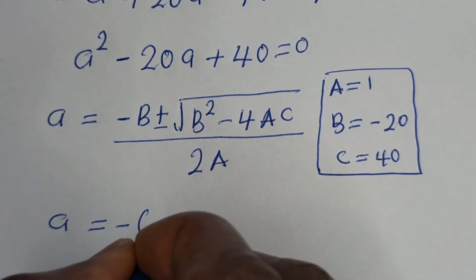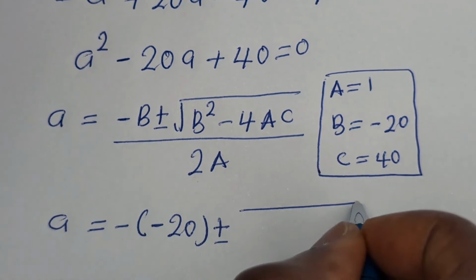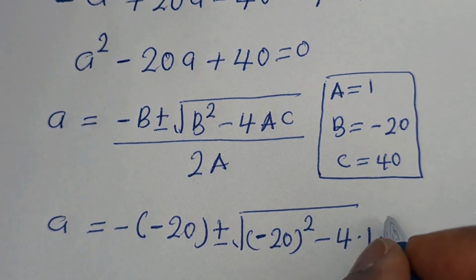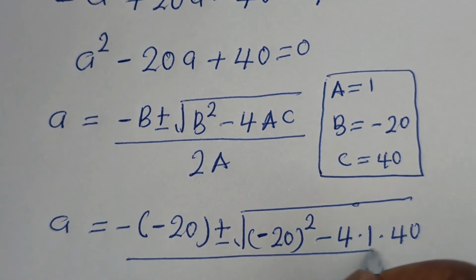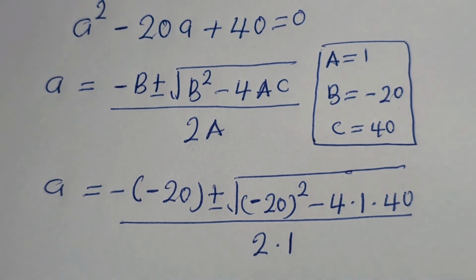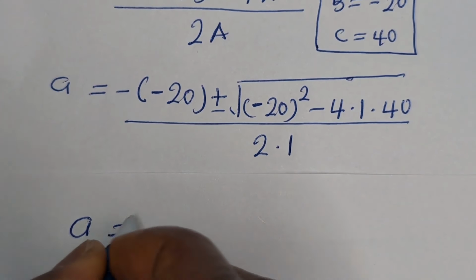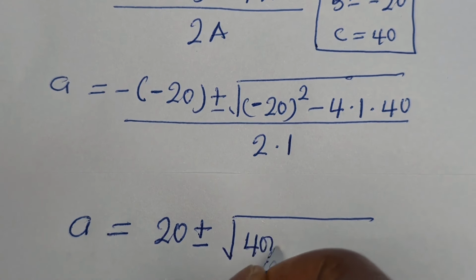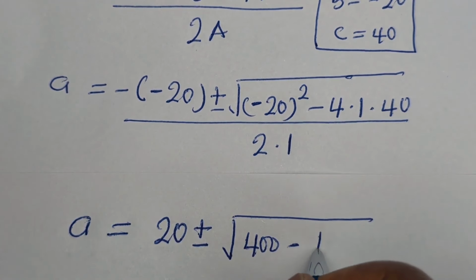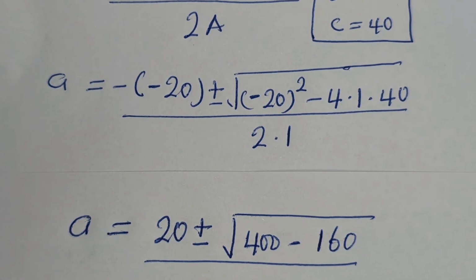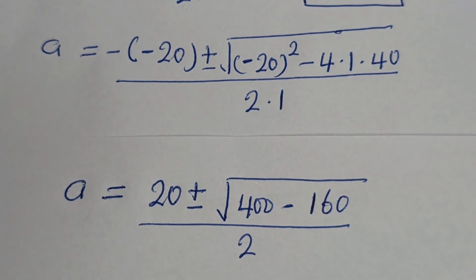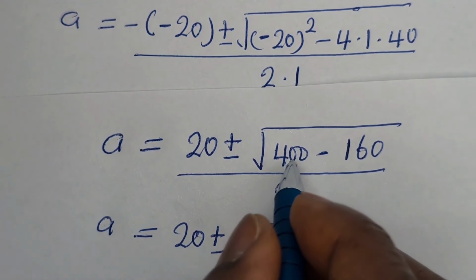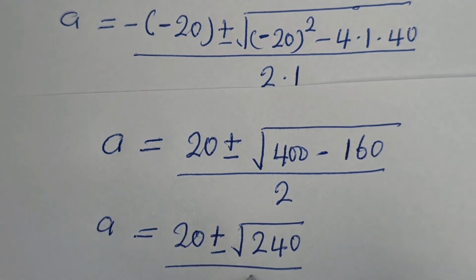a is equal to minus bracket minus 20 plus or minus square root of minus 20 square minus 4 multiplied by 1 multiplied by 40 over 2 multiplied by 1. a is equal to 20 plus or minus square root of minus 20 squared, that is 400, minus 4 times 1 times 40, that is 160, over 2 times 1, 2. a is equal to 20 plus or minus square root of 400 minus 160, that is 240, over 2.